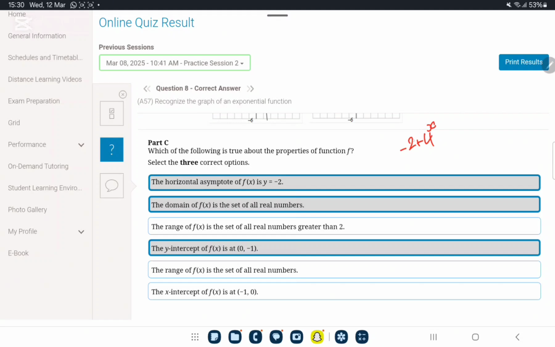And then for the last part, they're asking for the horizontal asymptote. You can get it from the graph or this one, minus 2. This one doesn't have a denominator, so it doesn't have a vertical asymptote. So the domain is the set of all real numbers. And y-intercept you can get it from the graph or do x is 0. Better to get it from the graph just in case.